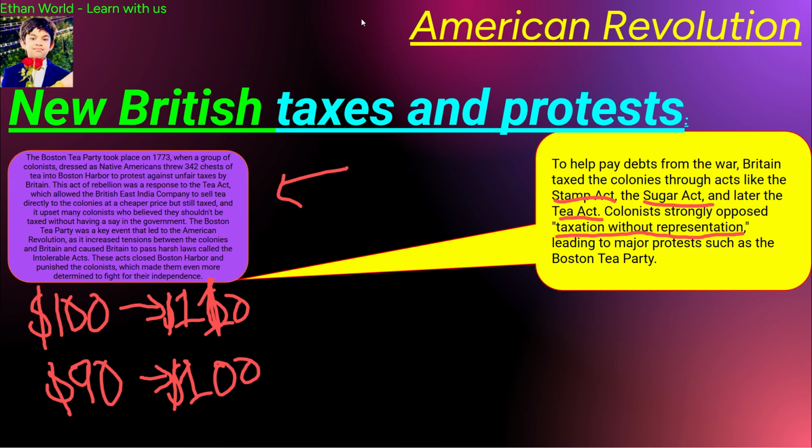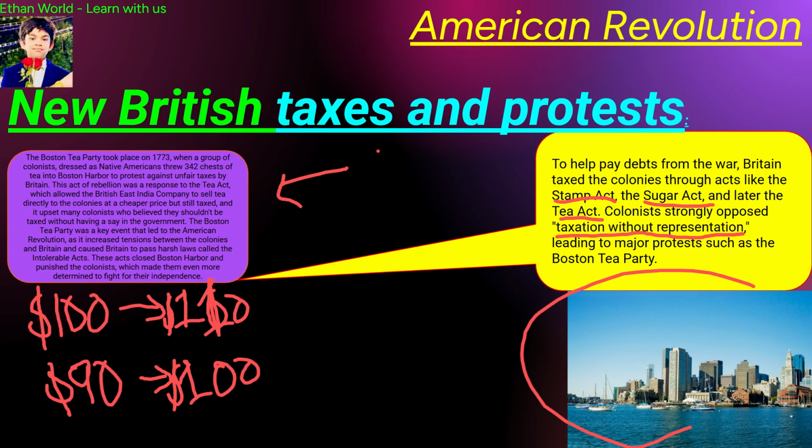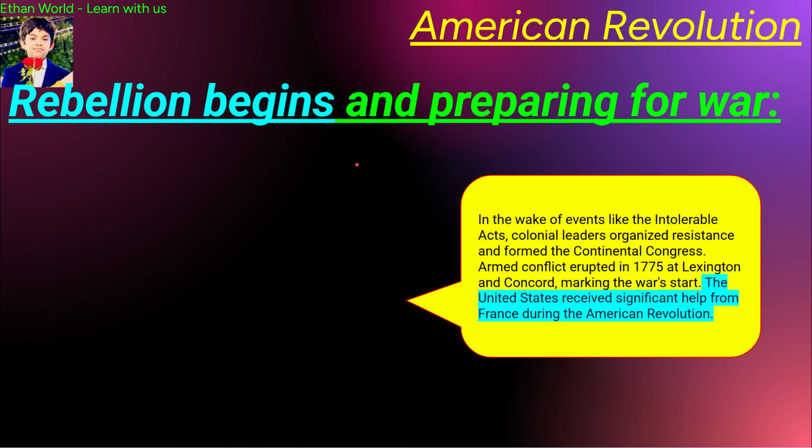So let's go on to the next slides, as now we know the taxes and protests. That is the Boston Harbor where they threw the 342 chests of tea. Now let's talk about the rebellion begins and preparing for war.